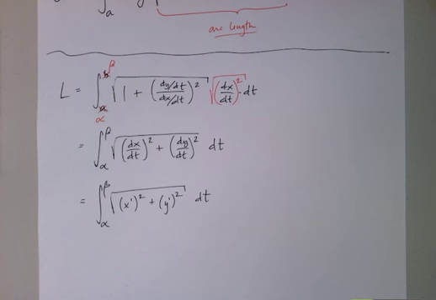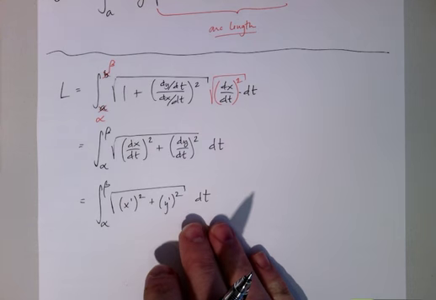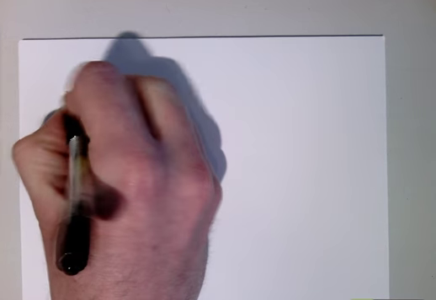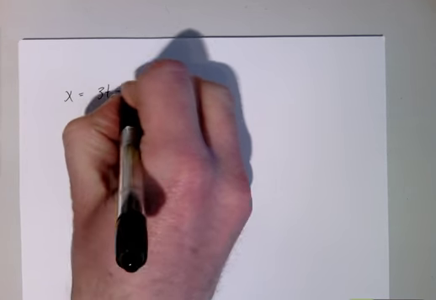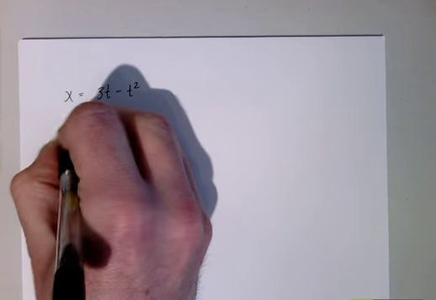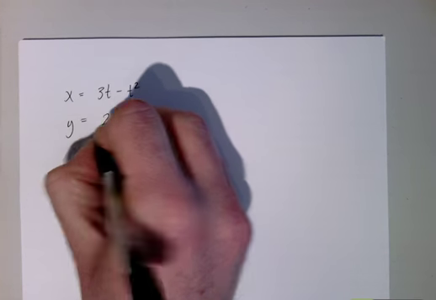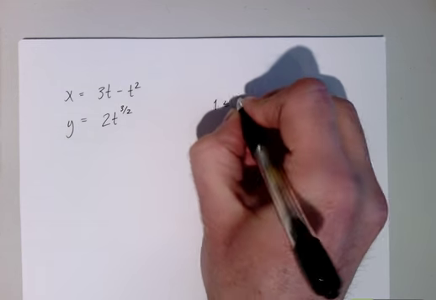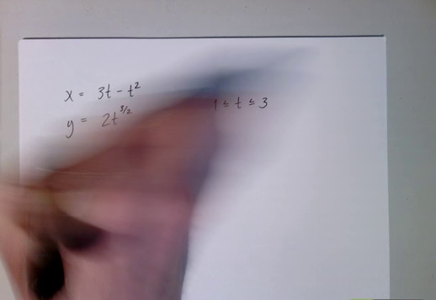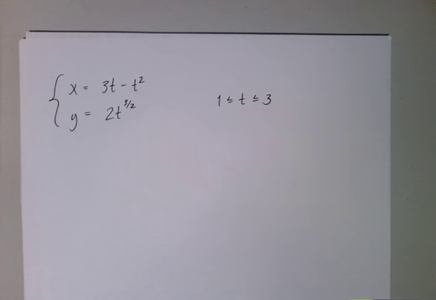So let's go ahead, we're going to do two examples where we're merely setting it up, and then we're actually going to try and do one and evaluate it, okay? The first one we're going to look at is x equals 3t minus t squared, and y is equal to 2t to the 3 halves. And we want the arc length between 1 and 3. Okay? So it gives us our limits of integration.